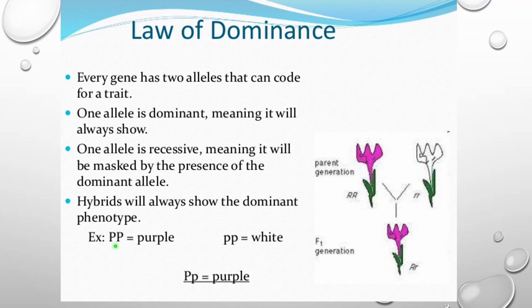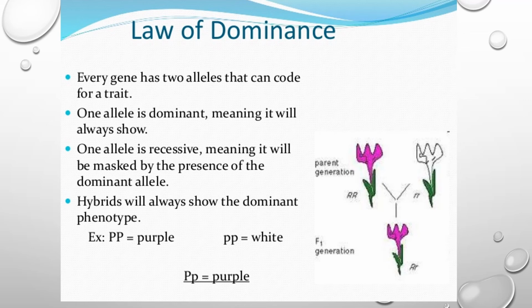Now here it is capital P, purple. When they were crossed, capital P, small p, that is, purple color was obtained. That is the law of dominance. The one which was dominant is reflected even in the presence of the recessive one, and the recessive one was hidden. This is the law of dominance.